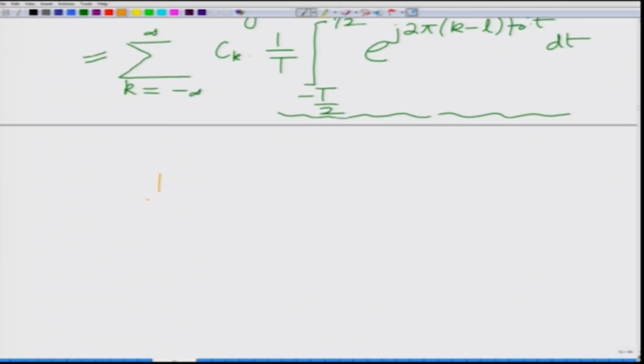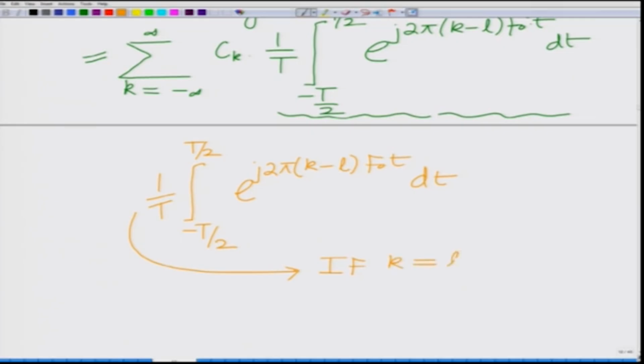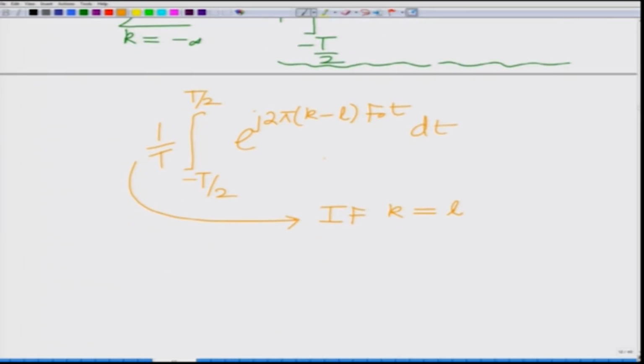Let us look at this integral: 1 over T, integral from minus T by 2 to T by 2, of e to the power of j 2 pi (k minus L) f naught t. Now, if k equals L, then k minus L equals 0. So e to the power of j 2 pi (k minus L) f naught t is e to the power of 0, that is 1.